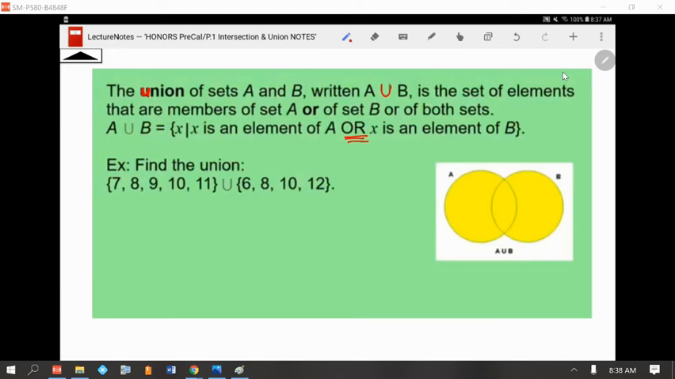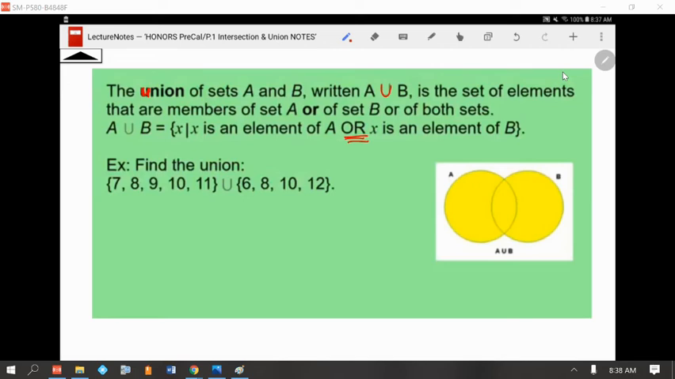Like you could say, hey, meet me after school. Okay, I'll either be in room 203 or I'll be on the football field, right? It can't be both. You can't be in room 203 and on the football field. It's like separate. So with union I'm including everything in both. Set A or set B is all of it.